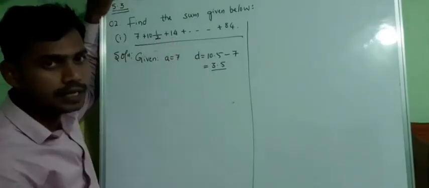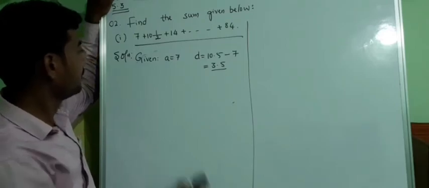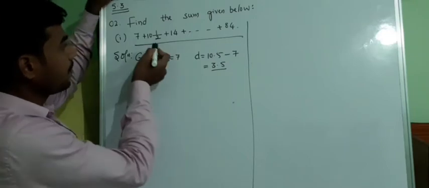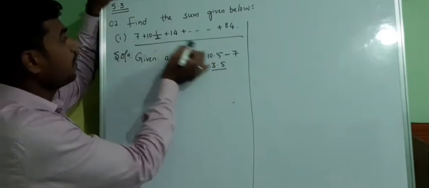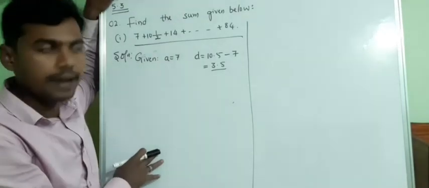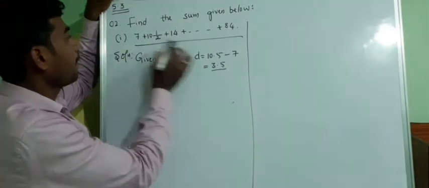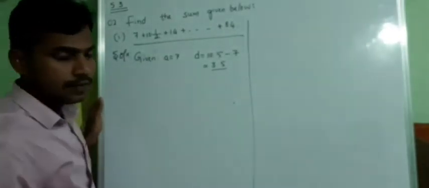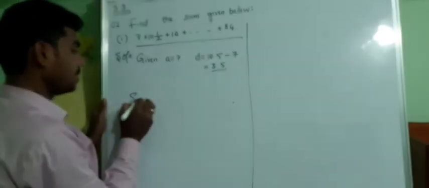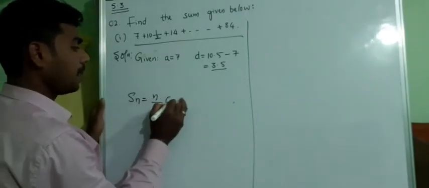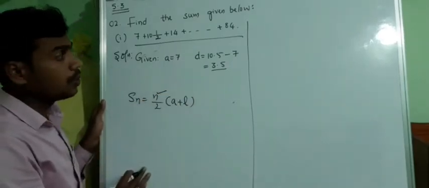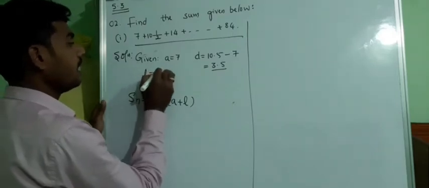The series is in arithmetic progression, and the first term is given, that is a is equal to 7. To find d, that is 10 and a half, which is nothing but 10.5, minus 7, that is succeeding minus preceding, that is 3.5. Now, to find the sum, what is the formula? Sn is equal to n by 2 into (a plus l). To find the sum I need to know n. To know n, the last term is given, that is 84. Yes or no?